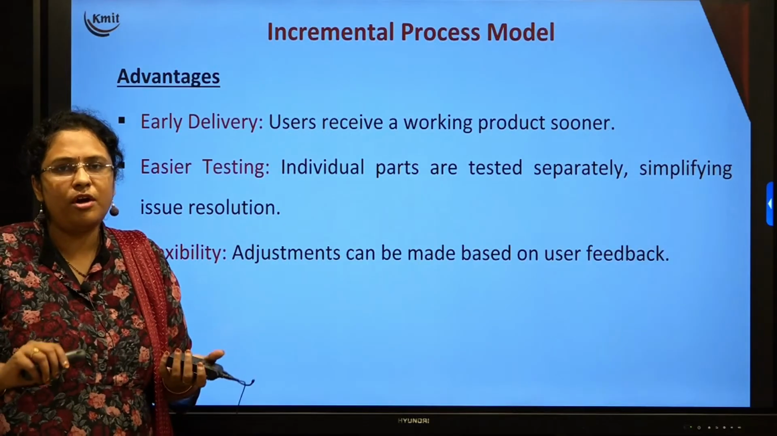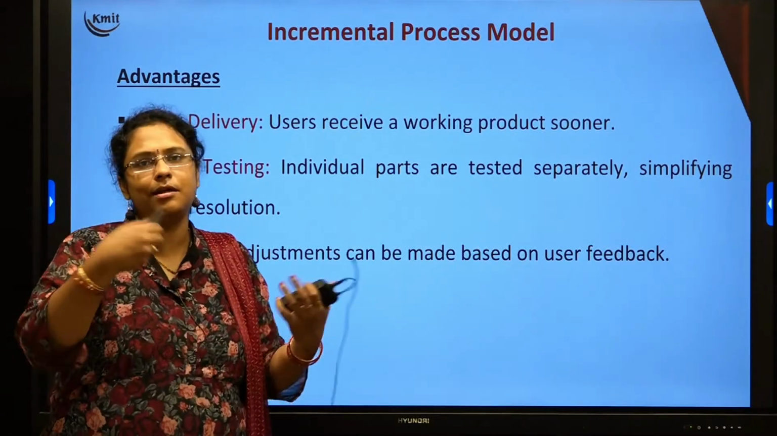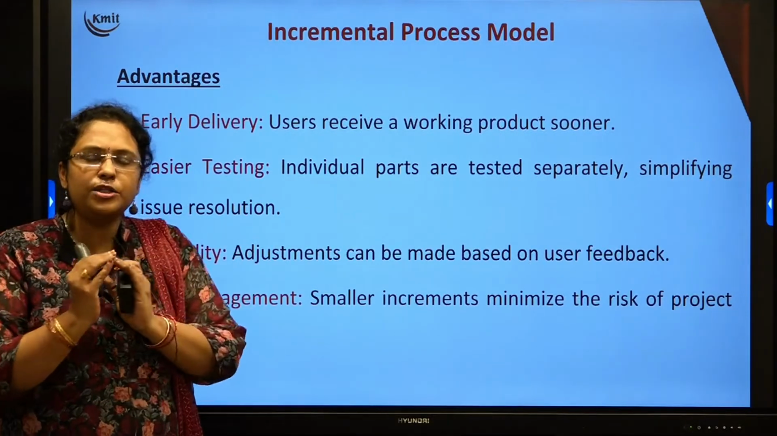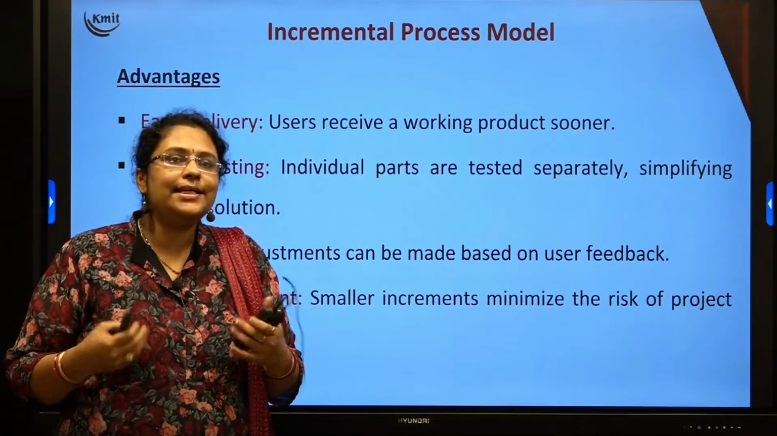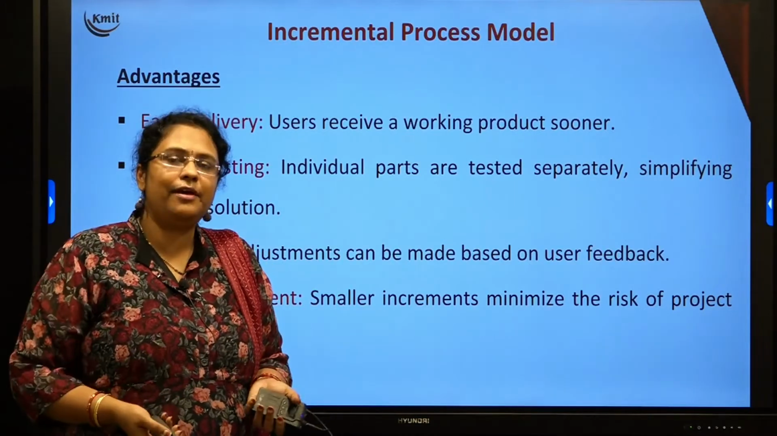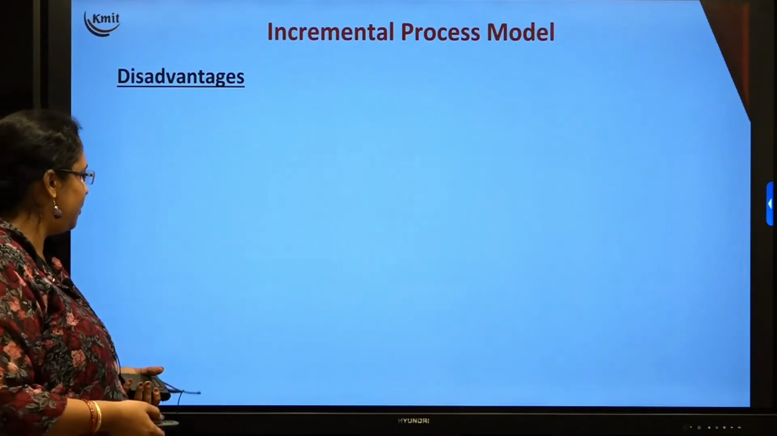As I've told you, after every increment you're taking the feedback from the customer. So if any modifications or changes are suggested, you can easily add them or enhance it in the next increment. Risk management: handling small parts or small modules is easy. You can easily identify the mistakes or problems that are arising in the development of the product. So risk management is also there in your incremental process model.